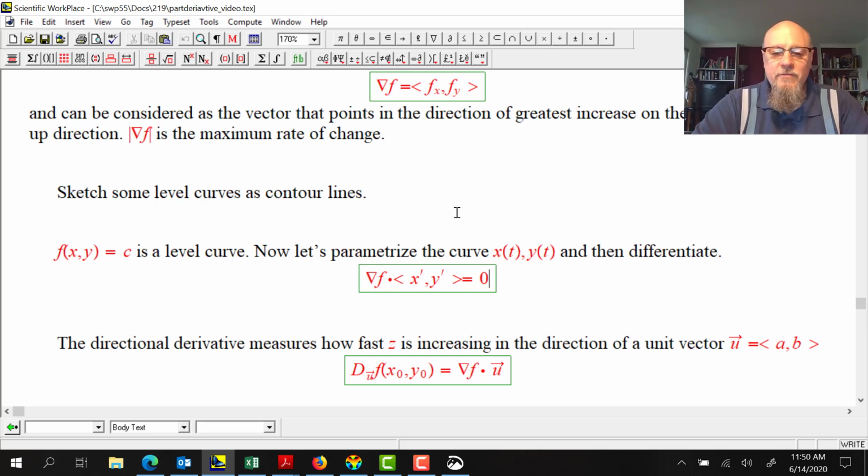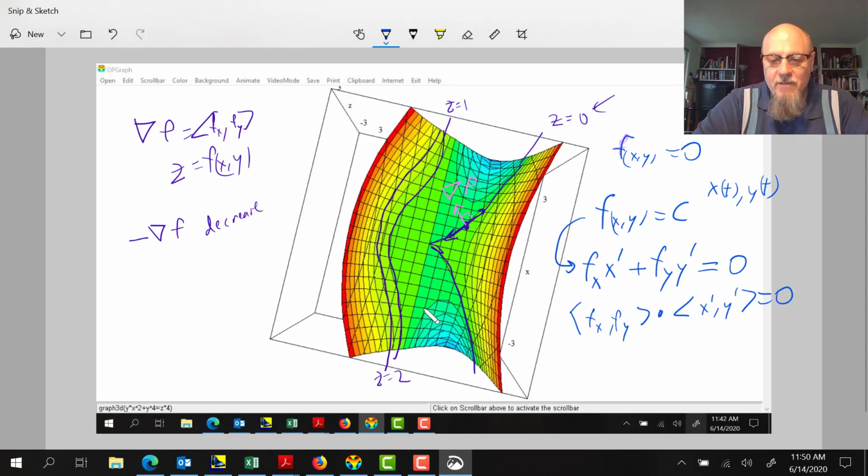Now, what if I'm not moving in the exact gradient direction? Because right now from my picture, I've got two directions. Here I am on this point. If I take the gradient, I'm going straight up the mountain. If I take the tangent vector to that level curve, I'm neither going up nor going down because I'm walking along that level curve. And if I go negative the gradient, then I'm going straight down the mountain at a maximum rate of decrease.